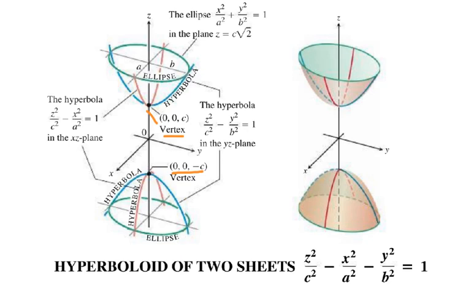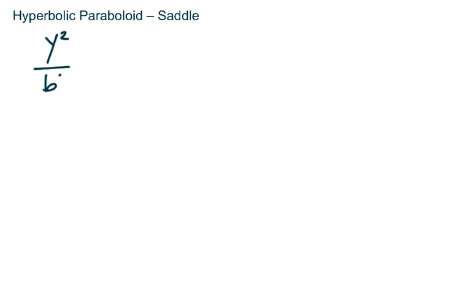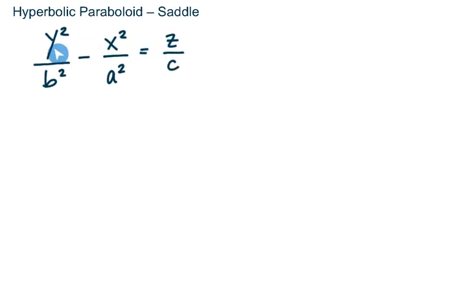All right, so let's talk about our last quadric surface. So here we're going to see a hyperbolic paraboloid, which is a saddle shape. The hyperbolic paraboloid formula is y squared over b squared minus x squared over a squared equals z over c. So you'll notice here we do not have all 3 of our variables squared. We have one that is not squared. So that gives us a paraboloid, and this minus lets us know it's in the hyperbolic shape.